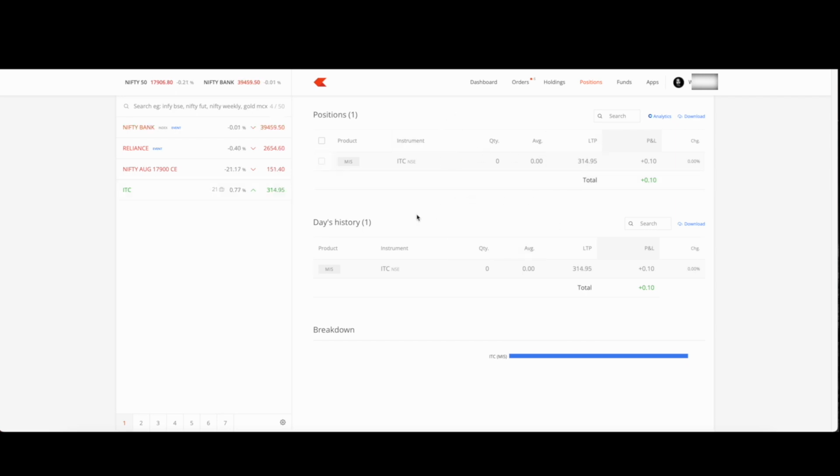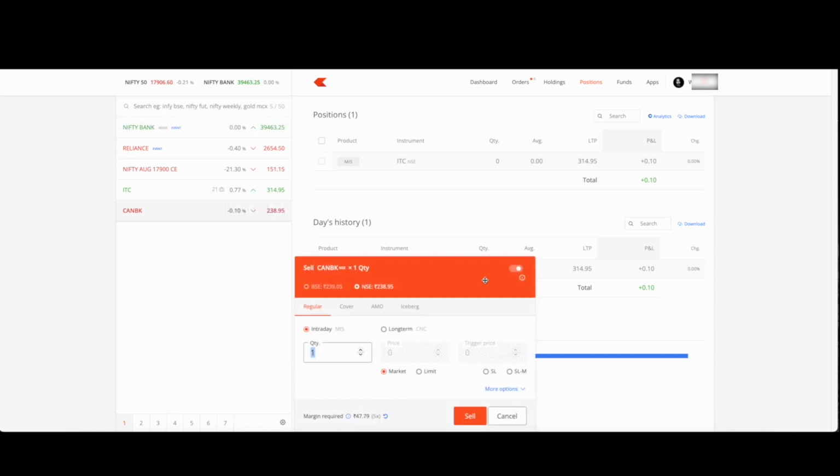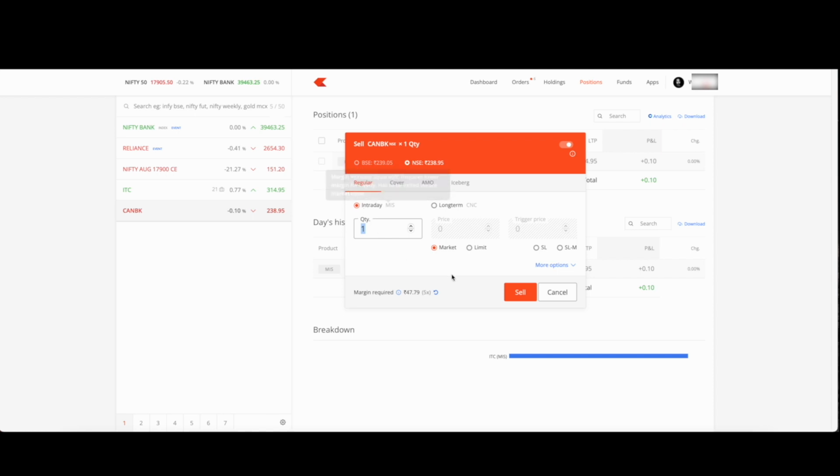Traders, there's one more important thing that you need to know about intraday trading. In intraday, even if you don't have the stock with you, you can sell it. For example, let's say I choose Canara Bank. Okay, I added the stock to my watch list. I don't have Canara Bank stocks, but if I want to sell the stock in intraday, my broker will allow me to sell. Now many of you might think, how can I sell a stock which I don't have?